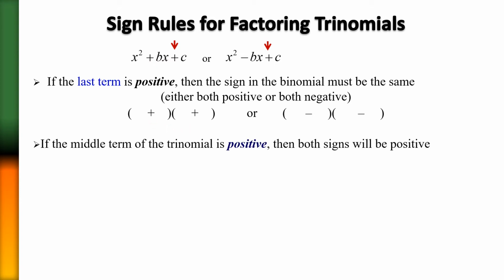Okay? In this example, the back end is a positive. Again, anytime it's a positive, it means the signs are the same. The middle term tells you what kind of signs. So here, you're going to have two negatives.